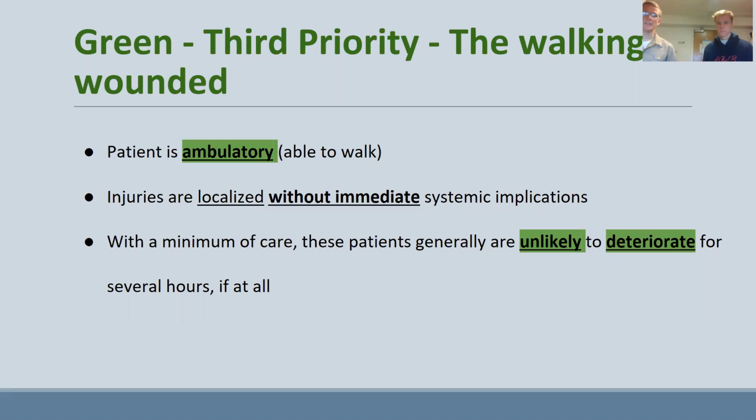The green, or the third priority patients, are the walking wounded. These are the people when you say, hey, anyone who can hear my voice, come up, and those are the people who come up and walk. They only have minor injuries, whether it be simple abrasions or just being scared. These patients will not need to be seen immediately, so they're the last, and they generally will be able to survive based on what we have.